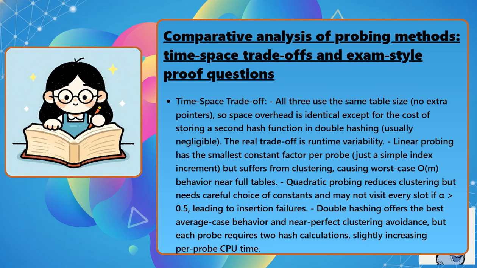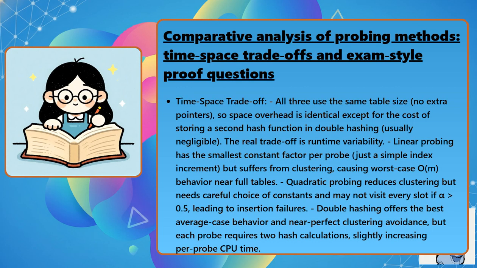Time-space trade-off. All three use the same table size, no extra pointers, so space overhead is identical except for storing a second hash function in double hashing, which is usually negligible. The real trade-off is runtime variability. Linear probing has the smallest constant factor per probe, just a simple index increment, but suffers from clustering, causing worst-case O(M) behavior near full tables.